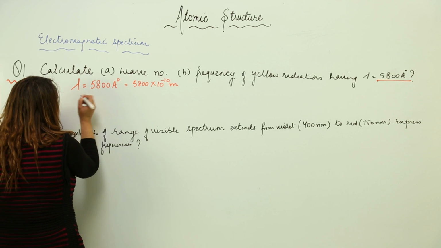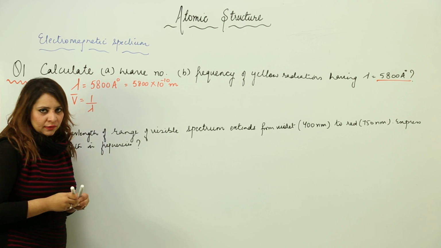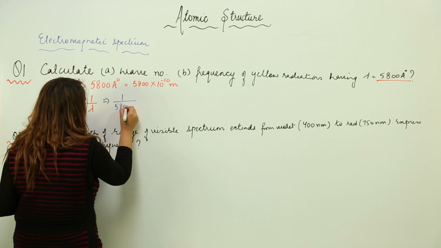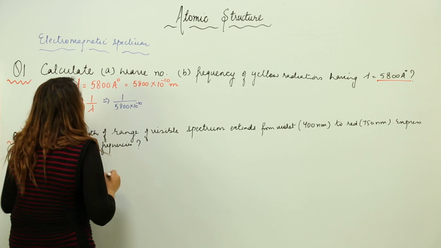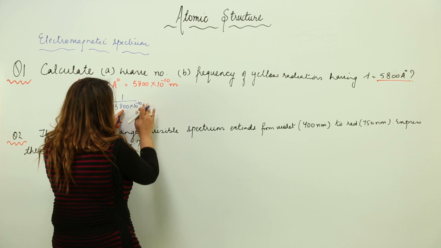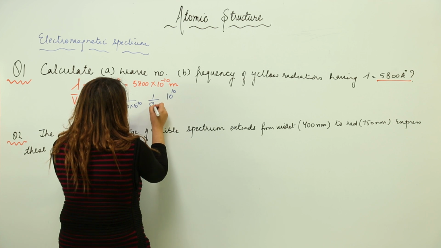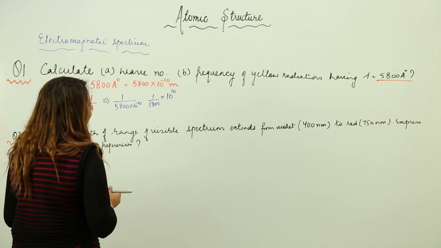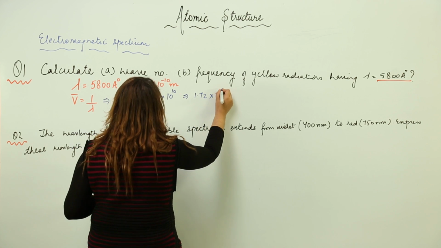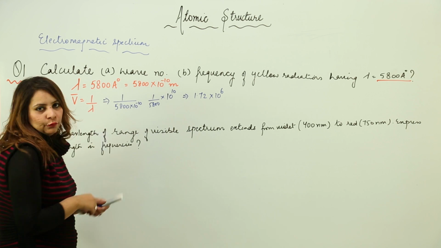So for the wave number, we know that there is a relation between wave number and wavelength. Wave number is equal to 1 upon wavelength. Putting the values, that is 1 upon 5800 into 10 raised to power minus 10. You need to solve this. I think you know how to solve it. Since it is in the denominator with a minus sign, when it comes to the numerator it will become positive. When you solve it, you will get an answer equal to 1.72 into 10 raised to power 6. So this is the wave number for the given wavelength.